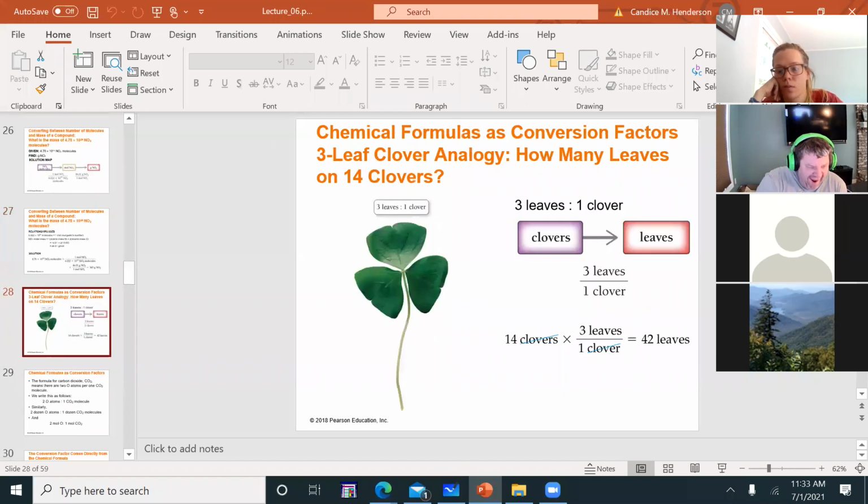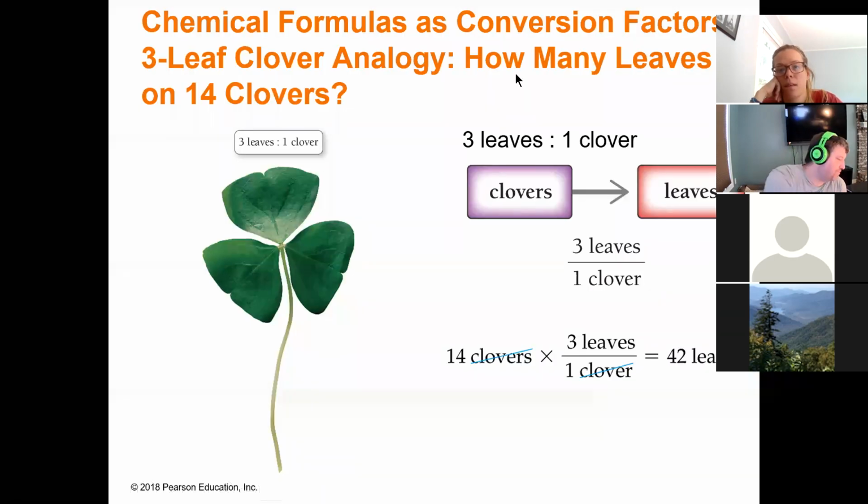All right. So let's look at the clover analogy. One of these clovers has 3 leaves. One thing can contain multiples of another. If we were to run a calculation where it says, how many leaves are in 14 clovers? You may be thinking, obviously I just multiply it by 3. But if we set it up in dimensional analysis using this relationship, we know that for every 1 clover, we get 3 leaves. We take the clovers, multiply by the leaves, divide by 1 clover, the clover cancels, and we get 42 leaves.